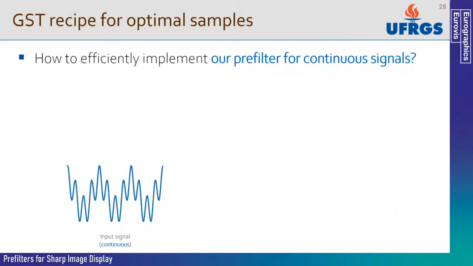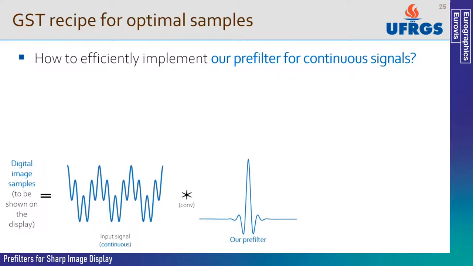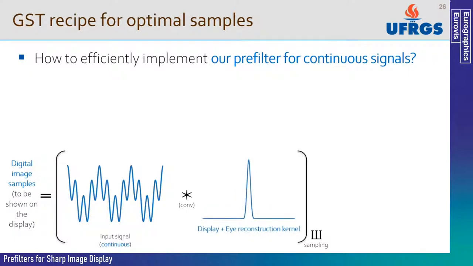For continuous input signals, the digital samples to be shown on the display are then obtained by convolution with the optimal prefilter, followed by sampling. However, this is computationally inefficient since the optimal prefilter has an infinite impulse response. What generalized sampling tells us is that this operation is equivalent to, and more efficiently implemented by, instead prefiltering the continuous signal using the reconstruction kernel, followed by convolving the resulting samples with a discrete filter we'll call Q.